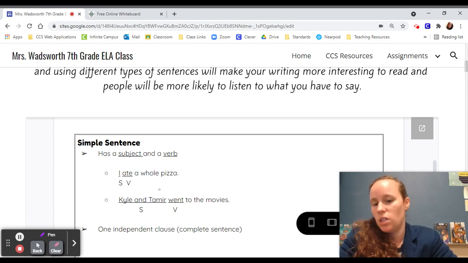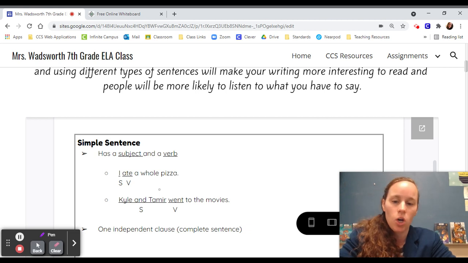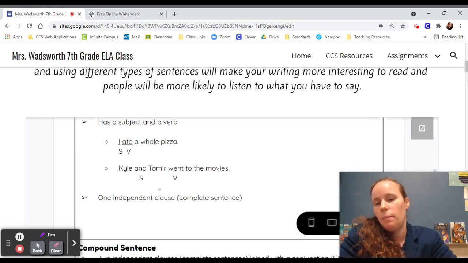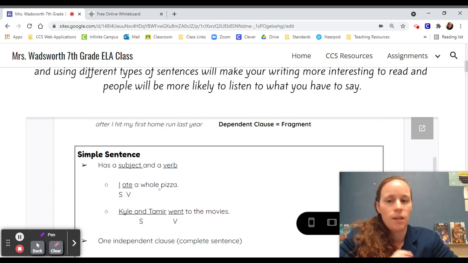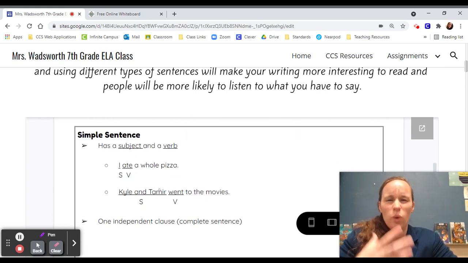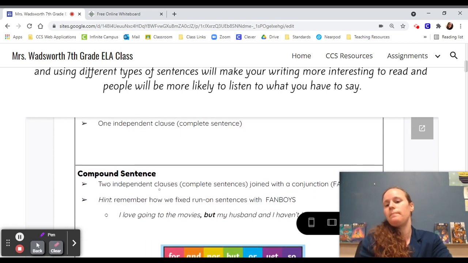Kyle and Tamir went to the movies. So you've got your subject, who it is. Went is your verb. And it's just one independent clause. There's no dependent clause in these sentences. It's just one independent clause. That's a simple sentence. Think of it as like your really basic sentences.